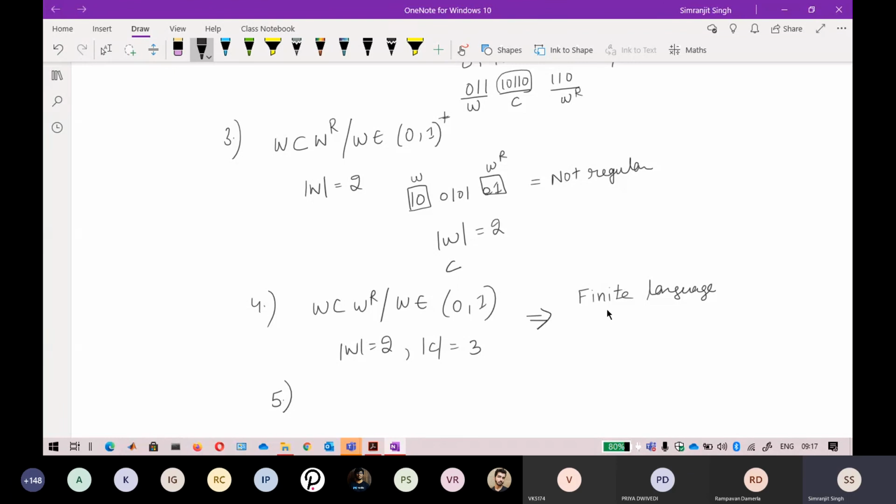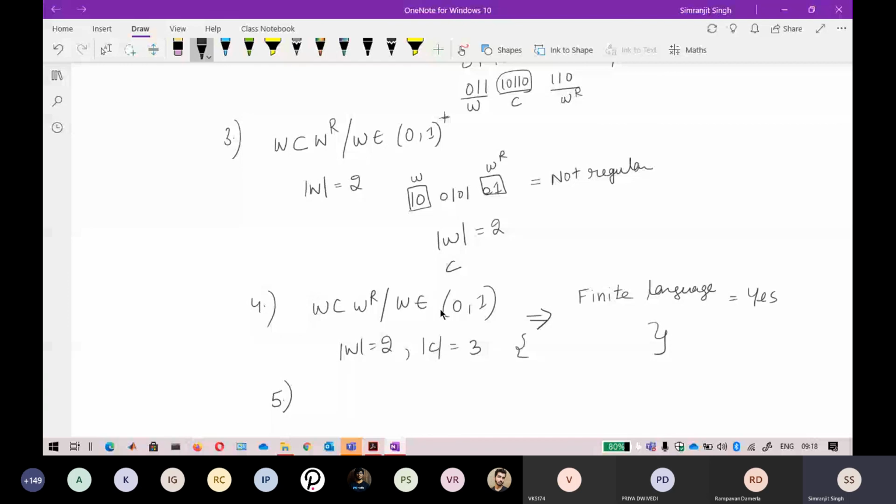So again, always look for a finite thing. If the length of C is 3, it means it cannot go beyond 3. If the length of W is 2, it means only a particular kind of string is possible. So your language will be a finite set. It will not be an infinite language, because only a particular kind of combination will be possible. For a finite set, you can always make a regular language. That is why this particular question is a regular language.